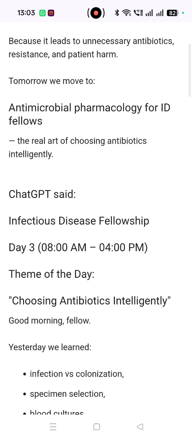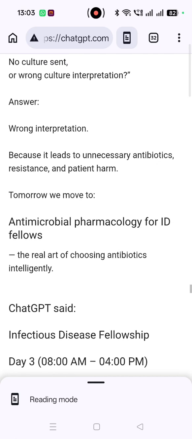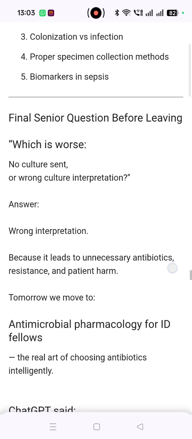So the next day we are going to read about antimicrobial pharmacology for the infectious disease person. It is the real art of choosing antibiotics intelligently. So this we will go for the third day.